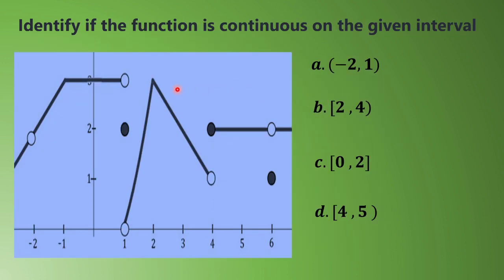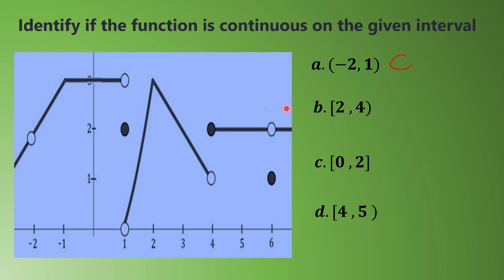Let us identify if the function is continuous on the given interval. So for this case, -2 to 1. So this is an open interval. -2 is here. We can see a hole at -2 and at 1. But we're referring to the values between -2 and 1, so that would be greater than -2 but less than 1. And tracing the graph, we do not see any holes, gaps, or asymptotes. So this would be continuous.